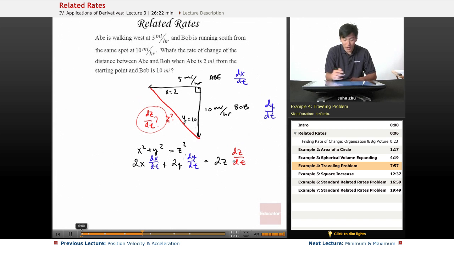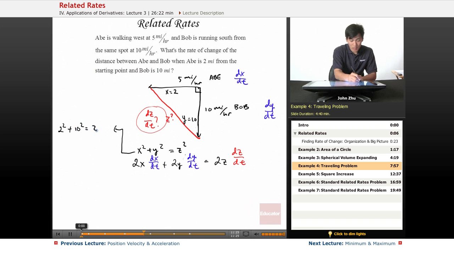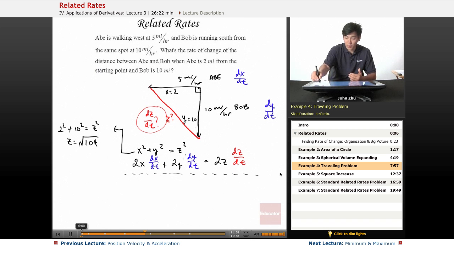Well, let's just solve for z when x is 2 and y is 10. So let's have a little side note here. Well, when x is 2 and y is 10, z equals the square root of 104. So now we have every single variable in this equation that we can just plug in and solve for dz/dt. So plugging everything in here, 2 times 2 times 5 for dx/dt plus 2 times 10 times 10 for dy/dt equals 2 times the square root of 104 times dz/dt.